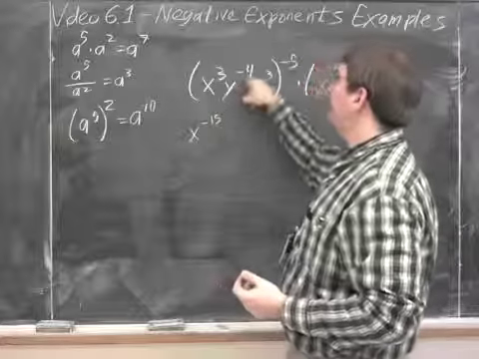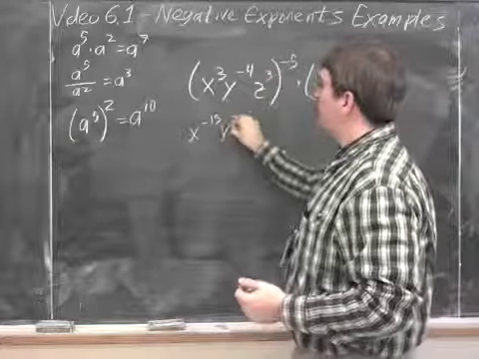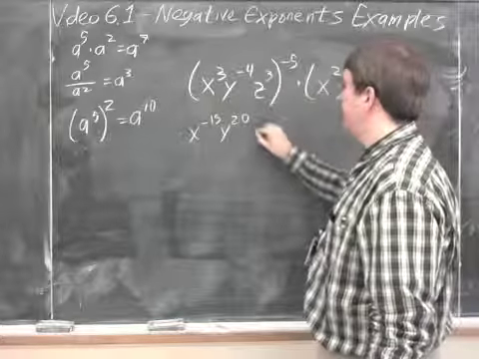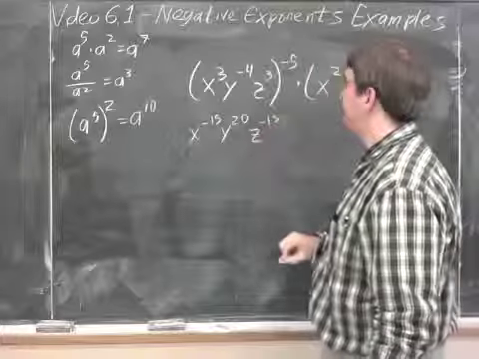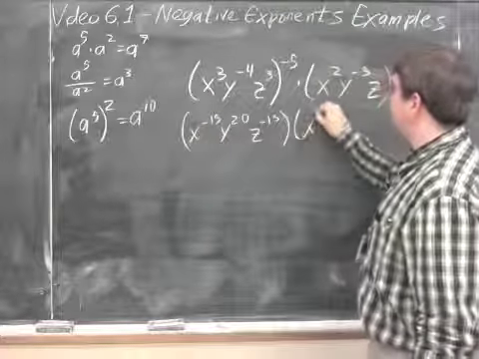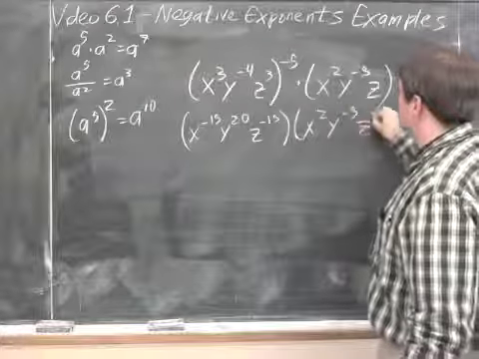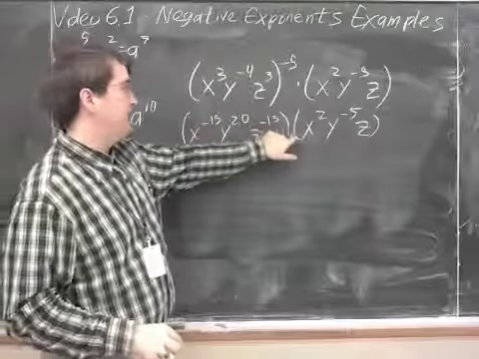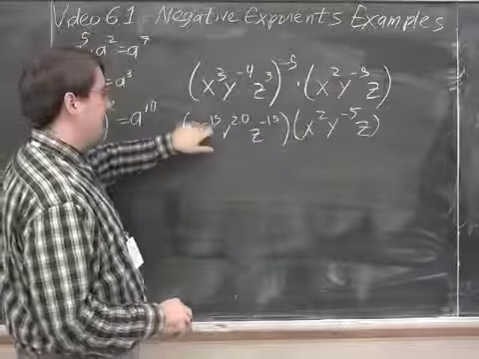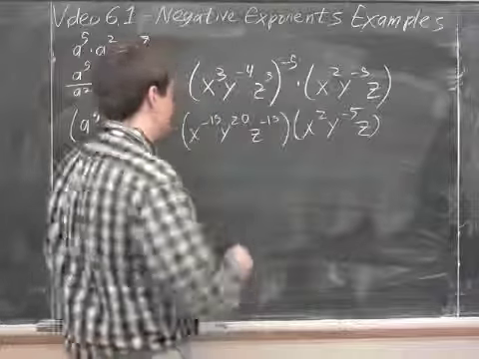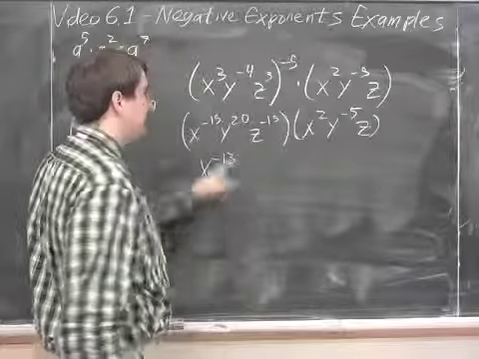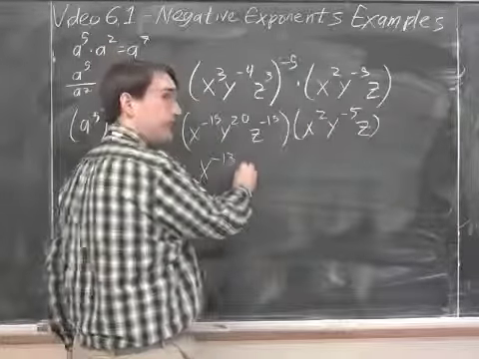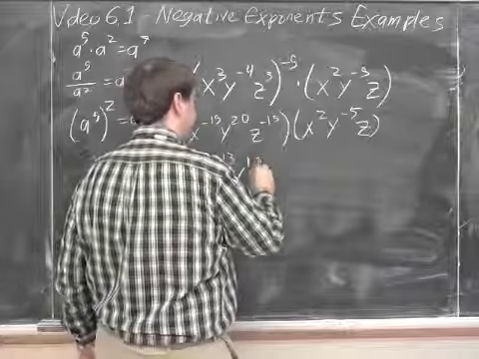So x to the 3 to the negative 5, using this rule, gives me x to the negative 15. Y to the negative 4 to the negative 5 gives me y to the positive 20. Negative times a negative is positive. Z to the 3 to the negative 5 is z to the negative 15. Now that's still times x squared y to the negative 5 z. But now I can use this property, because I have x to the negative 15 times x to the 2. That gives me x to the negative 15 plus 2, so x to the negative 13. Y to the 20 times y to the negative 5: 20 plus negative 5 is 15.